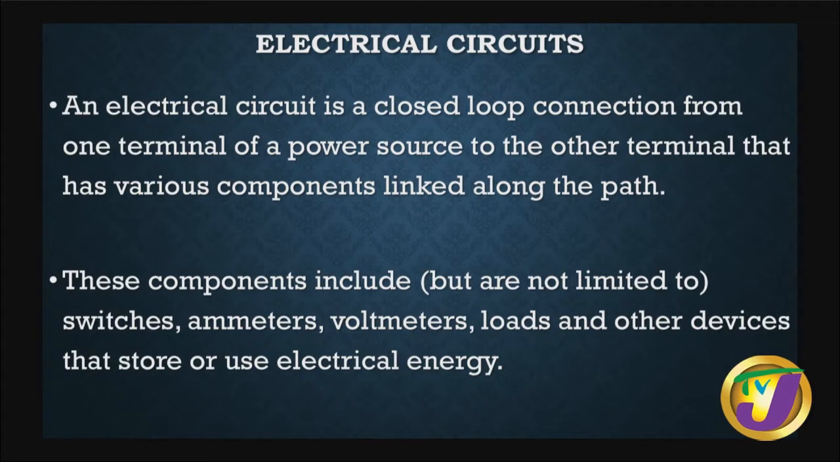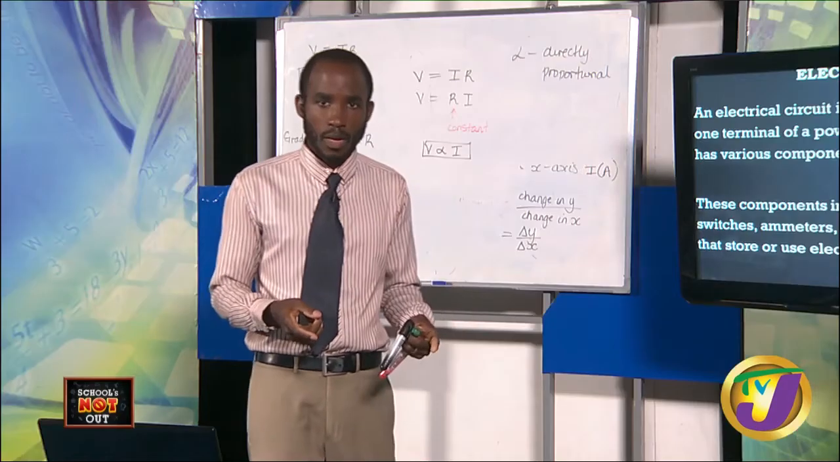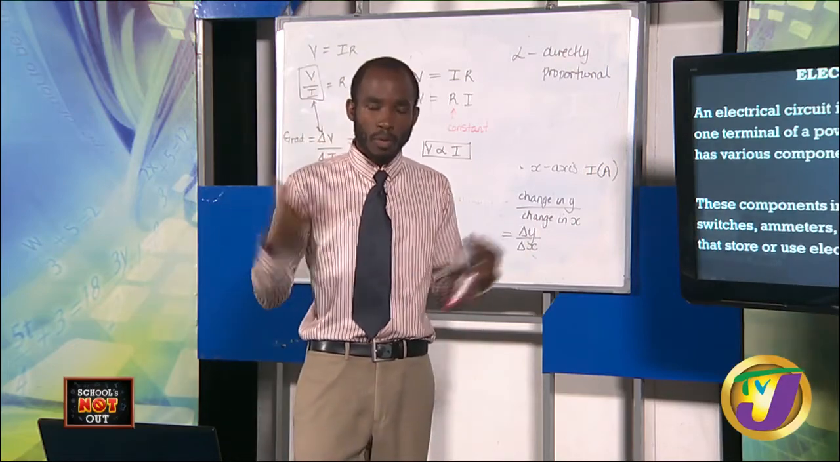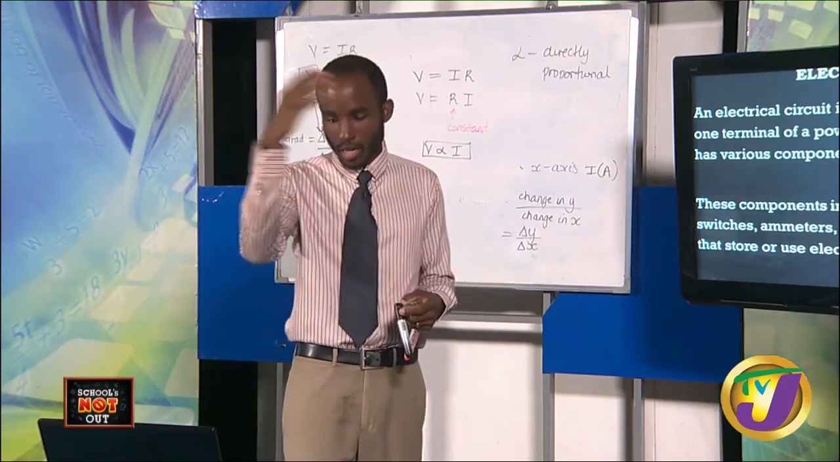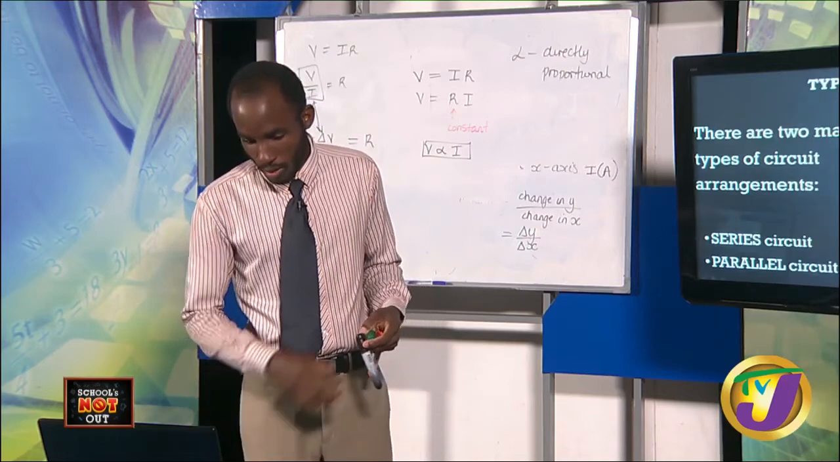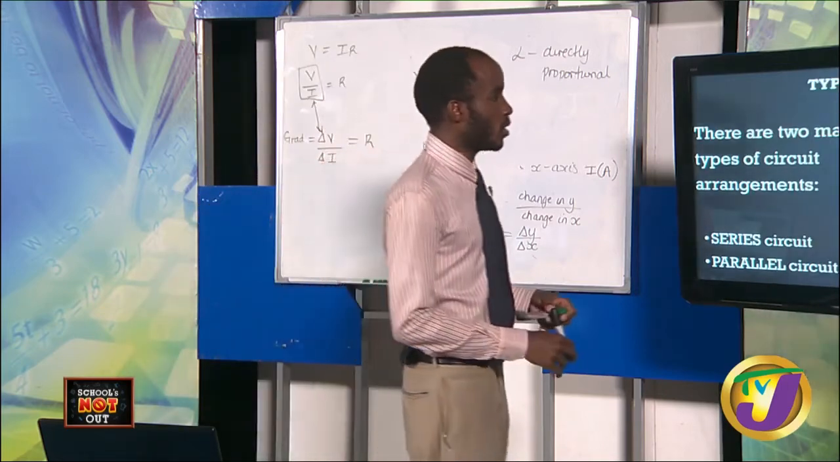We're going to look at what the components are. These components include, but are not limited to, switches, ammeters which measure current, voltmeters which measure voltage, loads which basically convert the electrical energy to other forms, or any device that stores or uses up electrical energy. Alright, so once you're dealing with an electrical circuit, you must have a closed loop from one point to the other of the power source, and then you have components that are connected and create that loop from one point to the other.